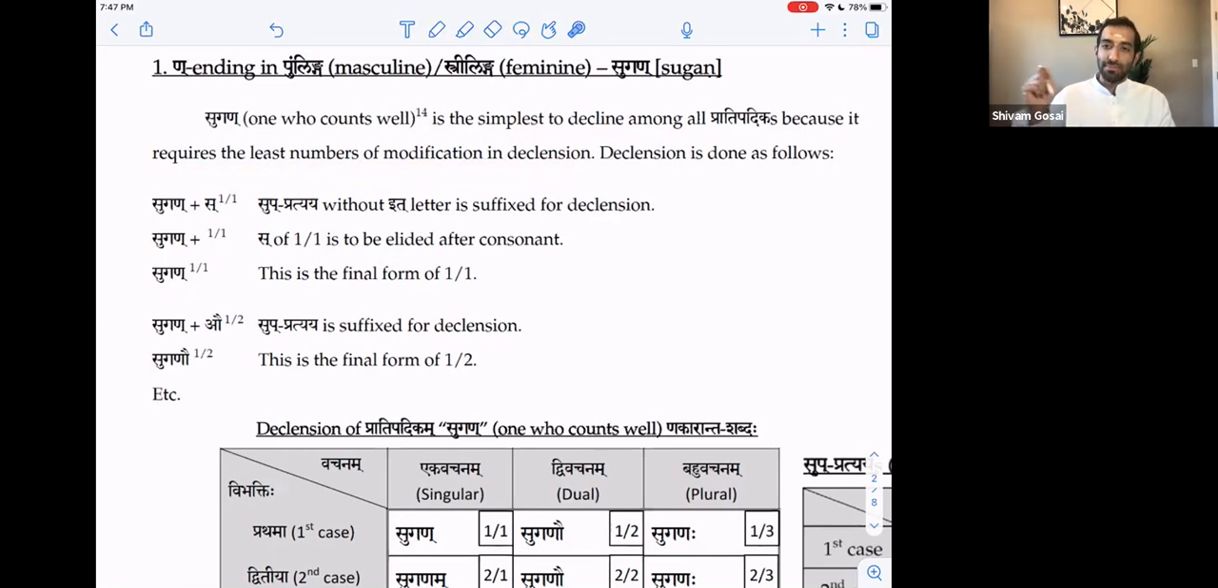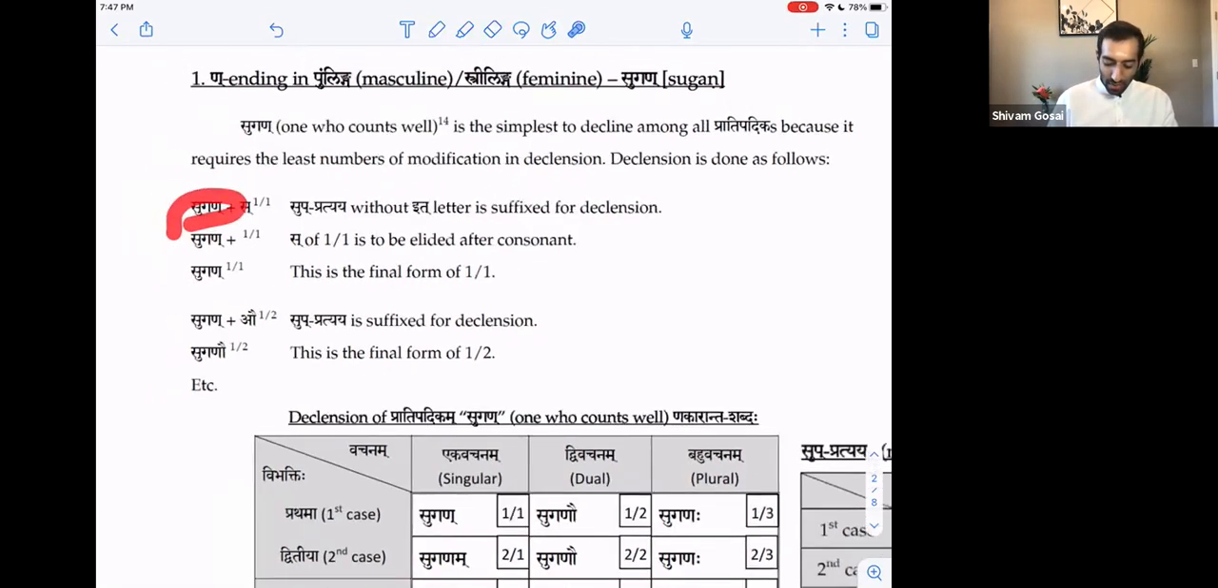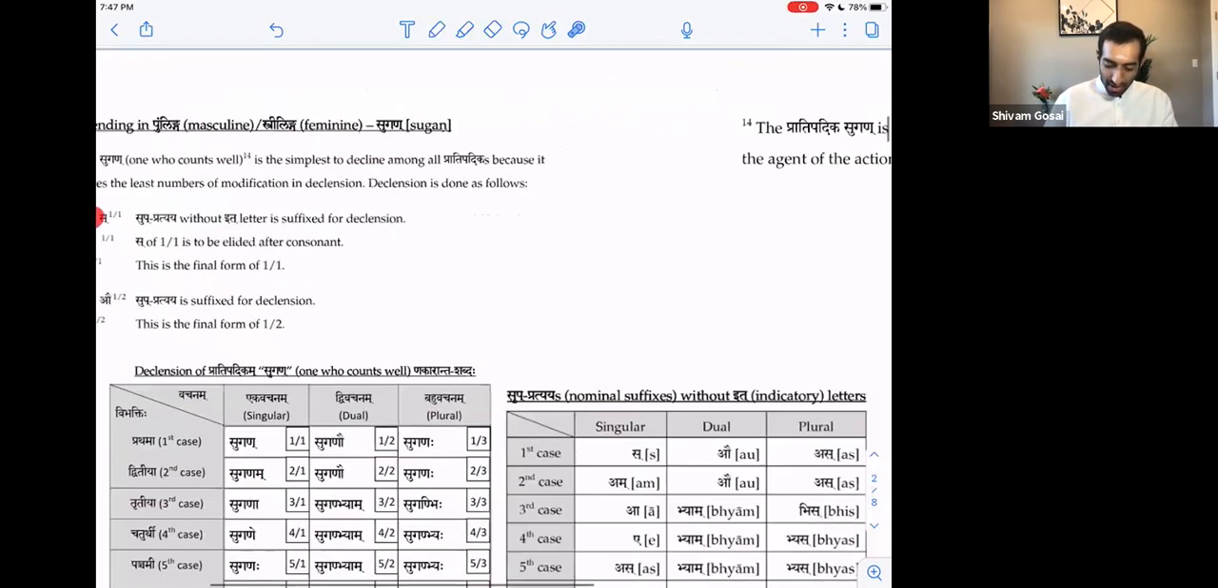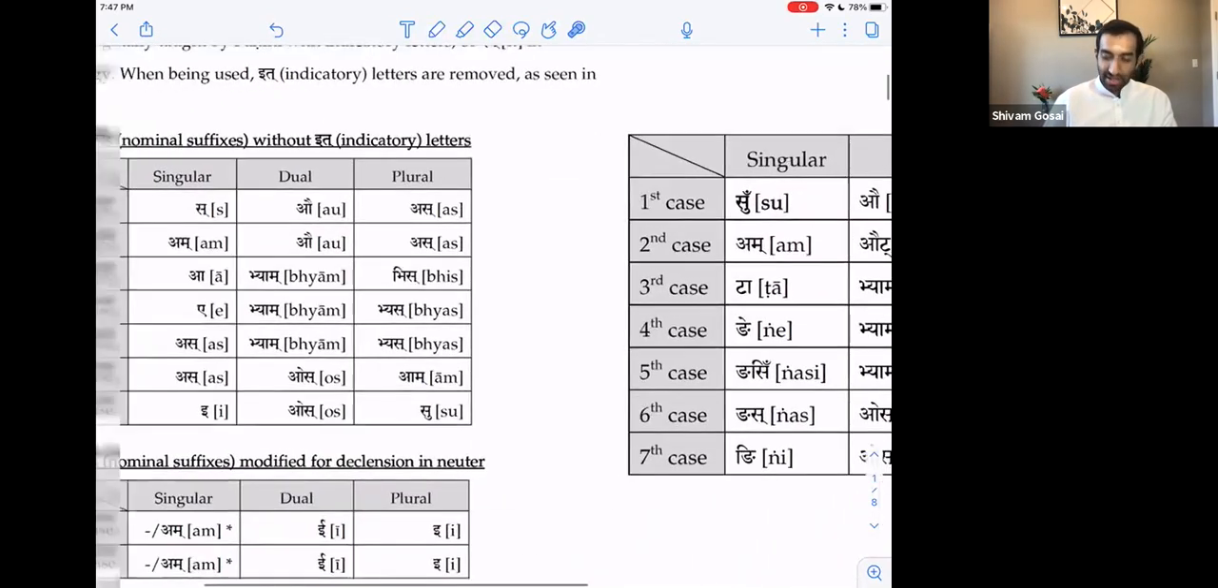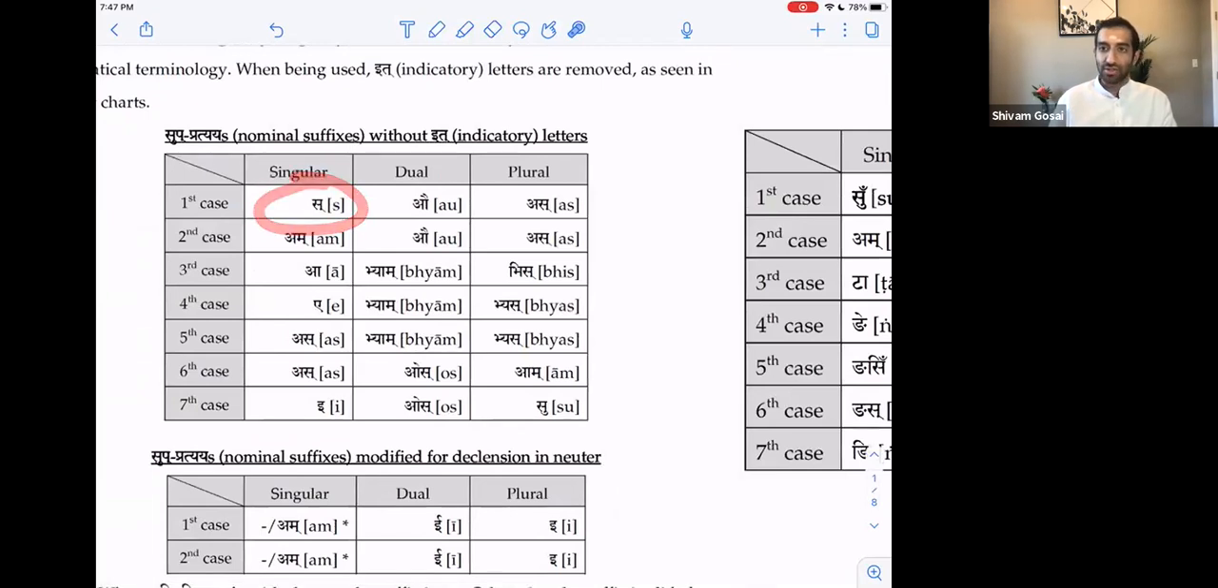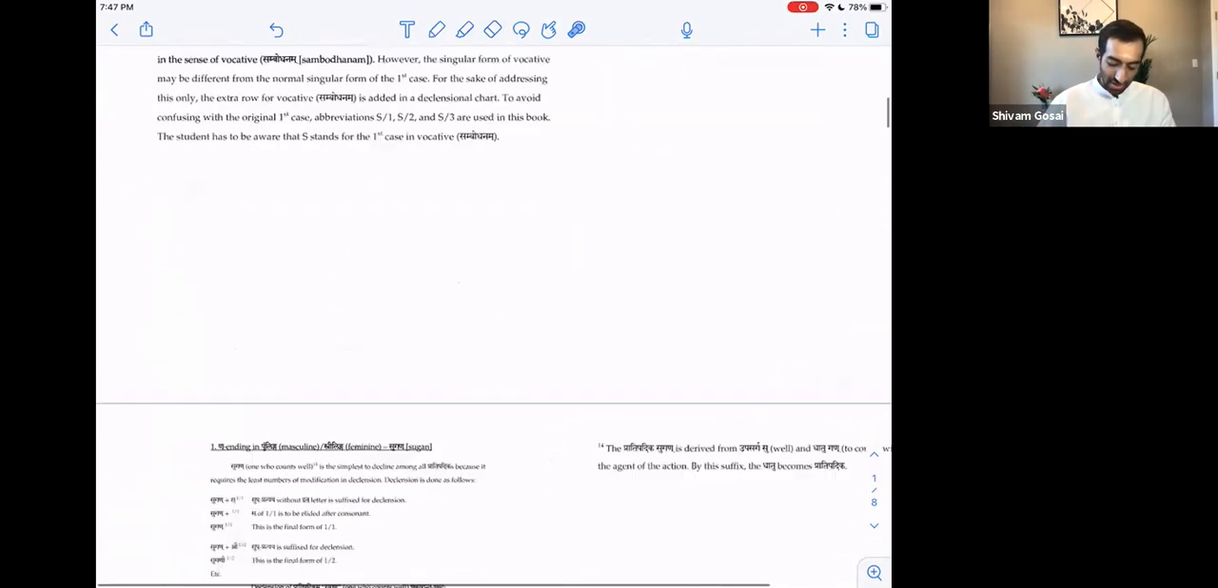Remember when I told you to keep your hand on the previous page? So make sure it's still there, right? So let's look at 1-1, right? Sugan. And now what I want to do is add 1-1 of my supratyaya. Remember what was the 1-1 of supratyaya? Just sakara, right? Su-o, just, so it's sa. So I'm going to do sugan plus sa.